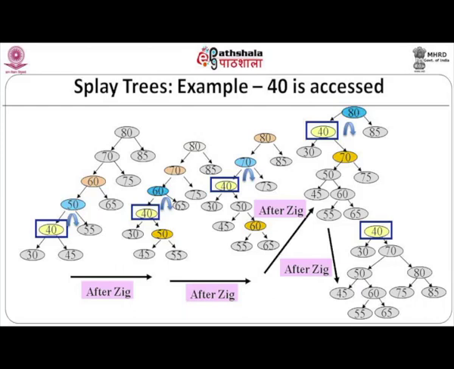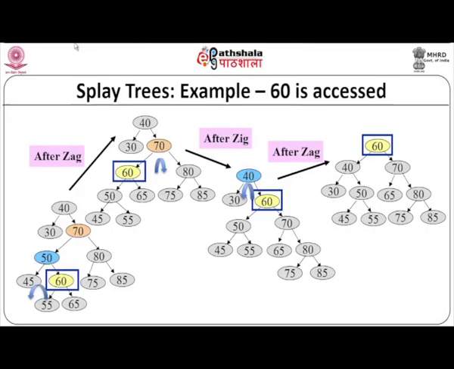In this it was an easy case because everything was zig, it was all in this direction. So, 40, after 4 zig operations, has reached the root, which is what we wanted. So, next time you access 40 you will get order of 1.